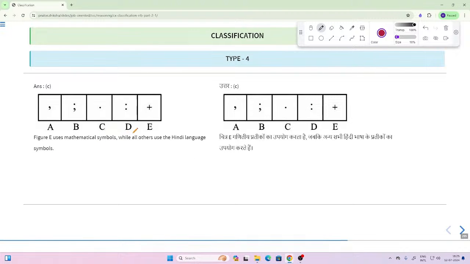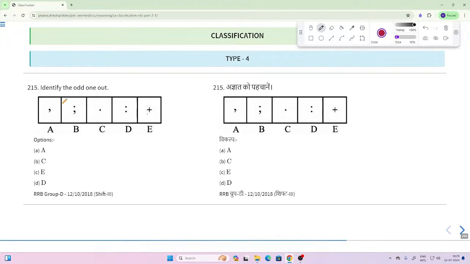Figure E uses mathematical symbols while all others use Hindi symbols. 215. Identify the odd one out: comma, colon, dot, plus. Now all of these are math symbols. Dot is the decimal, comma, colon, dot, decimal, colon, plus.